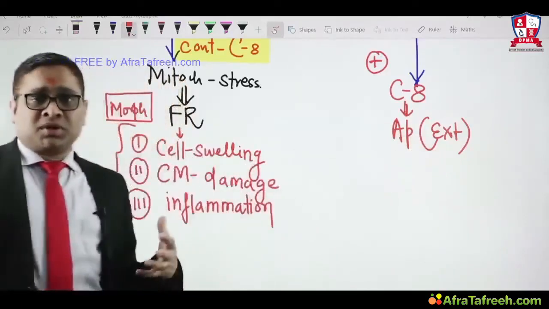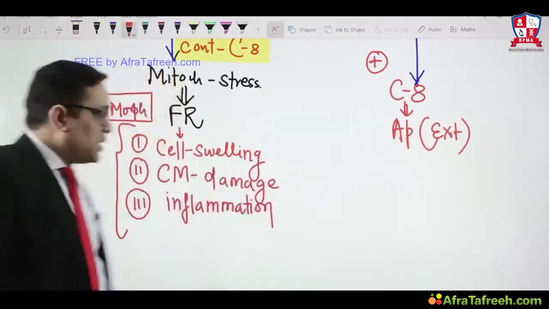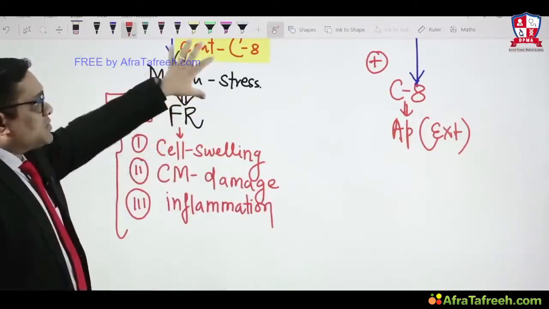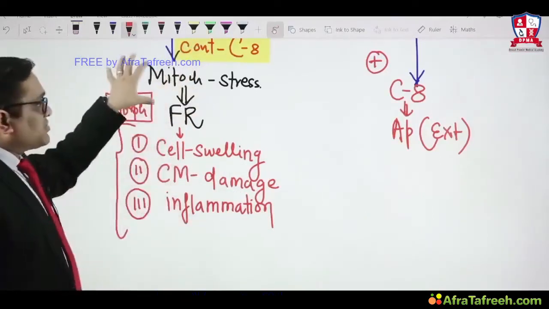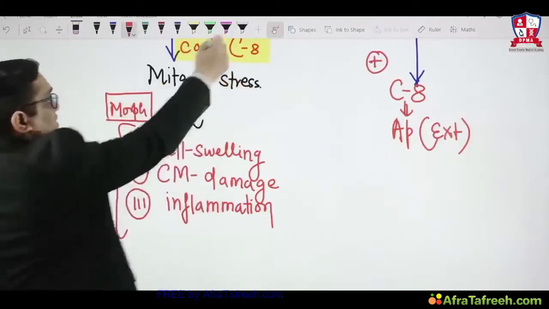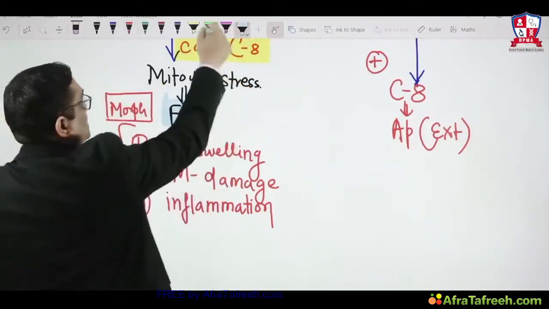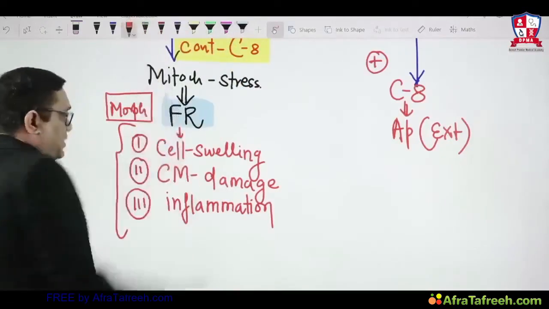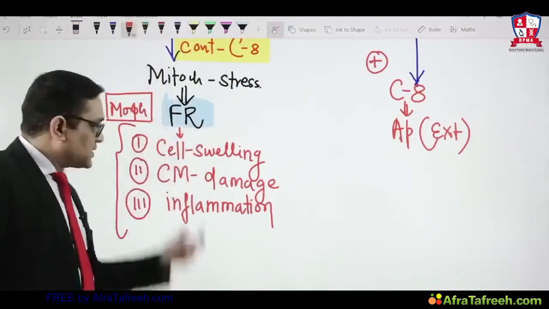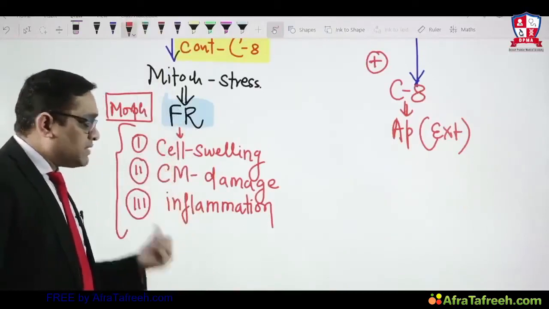So that is how necroptosis differs from the extrinsic pathway of apoptosis, when caspase 8 was involved. But in case of necroptosis, when there was no caspase 8, it has put stress on the mitochondria, and as a result, free radicals were produced. And the free radicals which have been produced created all these morphological changes: cellular swelling, membrane damage, inflammation.